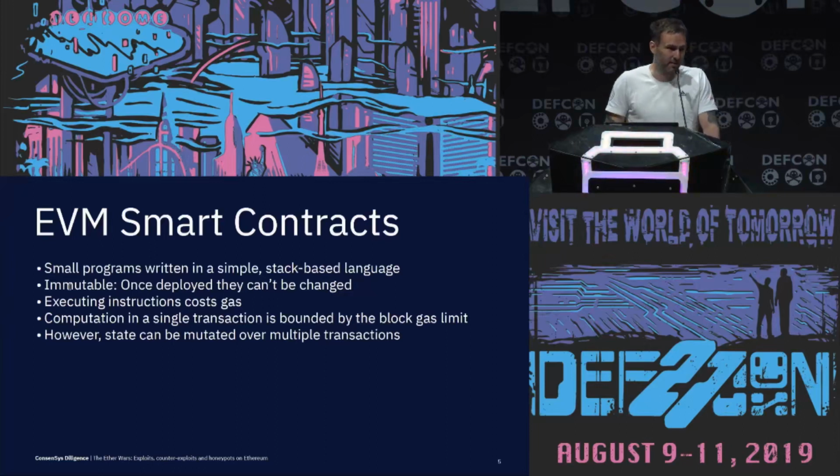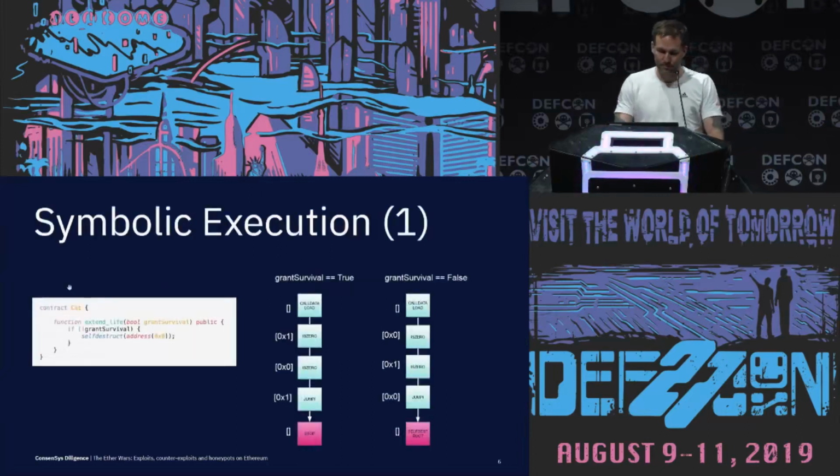But on the other hand, the world state can be mutated over subsequent transactions. So you can basically split up your computation into little chunks, and that makes symbolic execution challenging again because you run into the traditional problems of state space explosion and so on. So, a brief primer on symbolic execution.